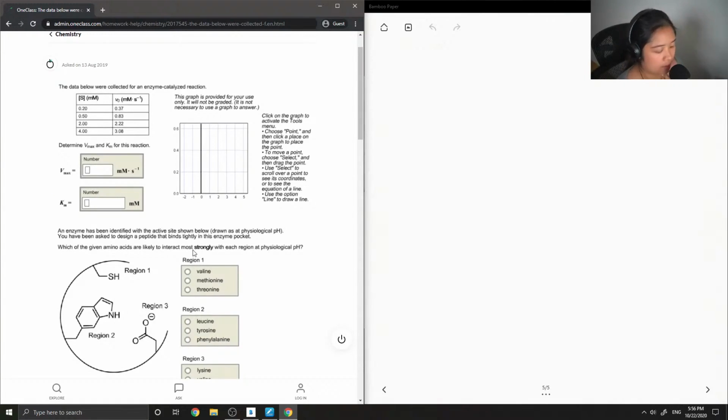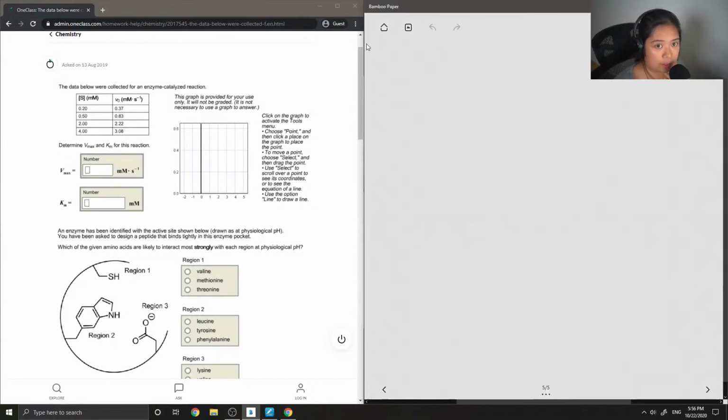Okay, so looks like number 5 is kind of like a two-parter. The data below were collected for an enzyme-catalyzed reaction. And then they give values of the concentration of the substrate. And then they want you to calculate Vmax and Km for this reaction, and also to graph it.